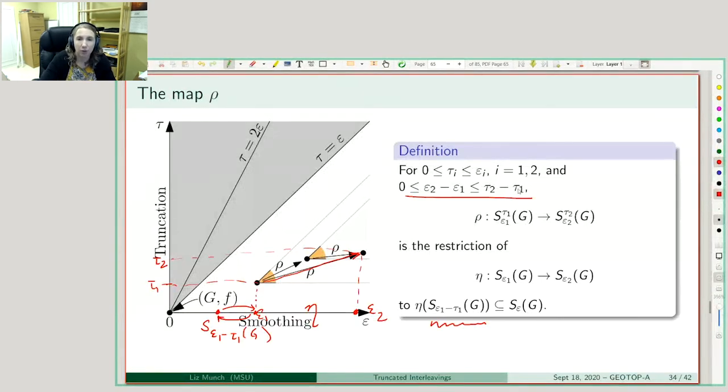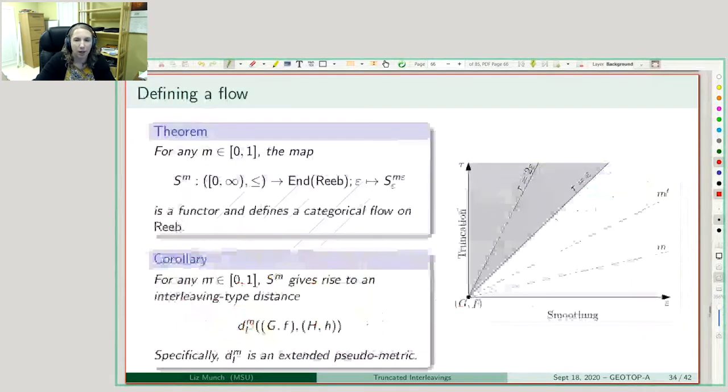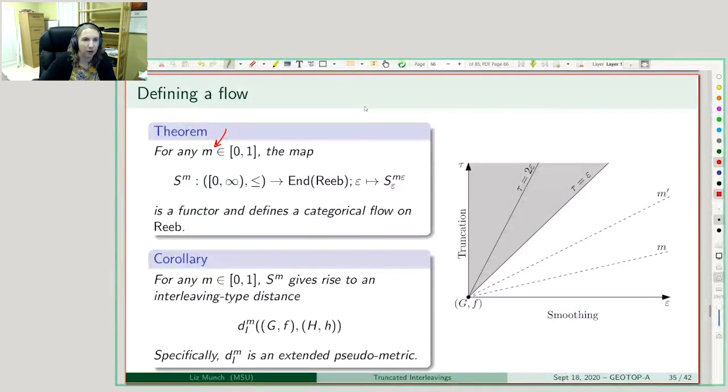Okay, so this is actually very helpful. Now I have these maps that essentially go up and right, and the rule here ends up being that I have a map rho if in my pictures my slope is less than or equal to 1. All right, so I get these up and right maps. Here's the kicker, this was the point: if I give you any slope m between 0 and 1, I get all of these rho maps that go up and right.